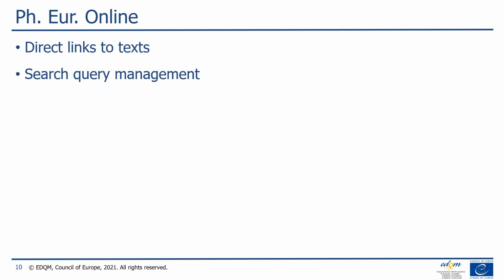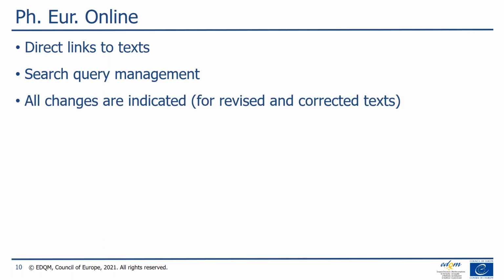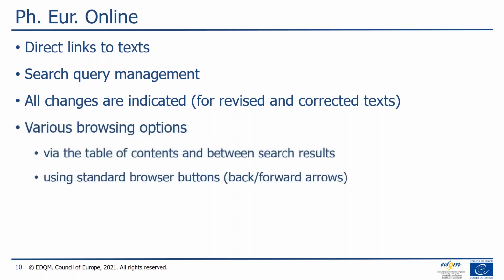There are a variety of search options and the possibility to save and manage your searches and reuse them. And the way that changes in text are indicated was also modified for the 10th edition, so that all revisions and corrections are now indicated with change marks, including simple editorial changes rather than just the technical changes. And there are a number of ways that you can browse the texts. The table of contents has been improved and is more reactive, and browsing between search results has also been improved.